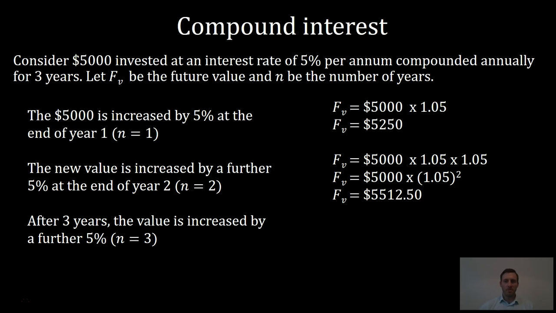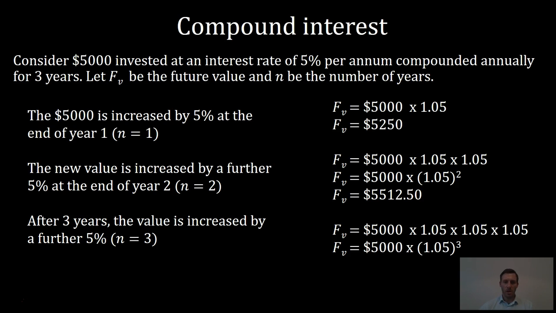In year 3, the new value is increased by a further 5%. This is the same as writing 5,000 times 1.05 times 1.05 times 1.05, or 5,000 times 1.05 to the power of 3. After 3 years, there'd be $5,788.13 in the investment. From this pattern, we can see that the future value of the bank account after n years is 5,000 times 1.05 to the power of n.